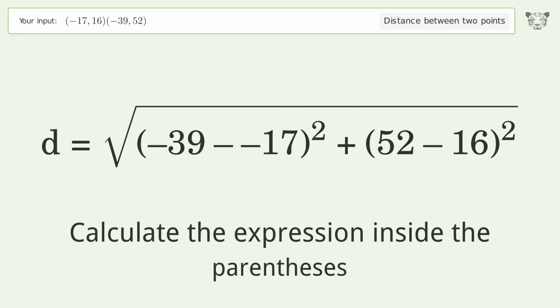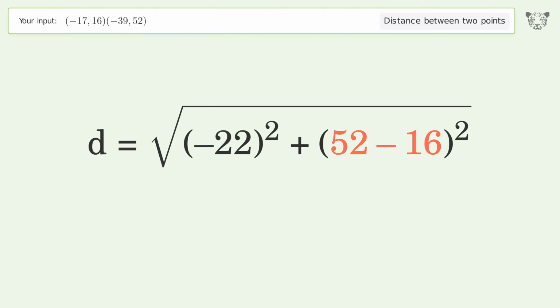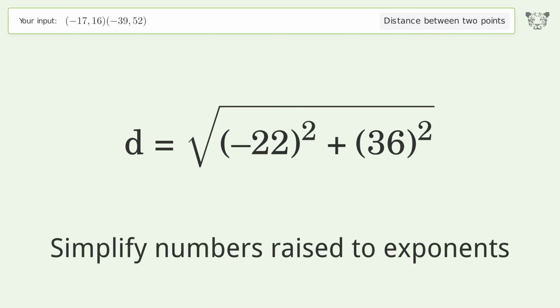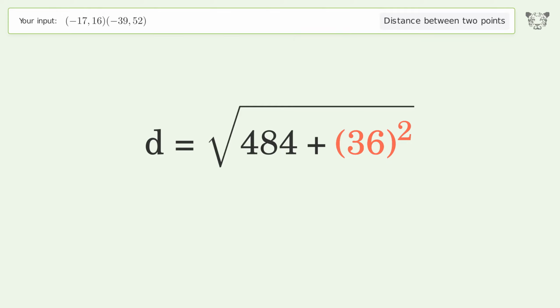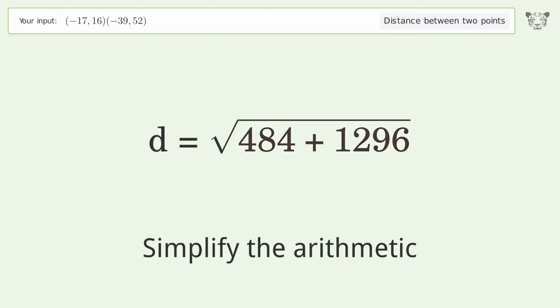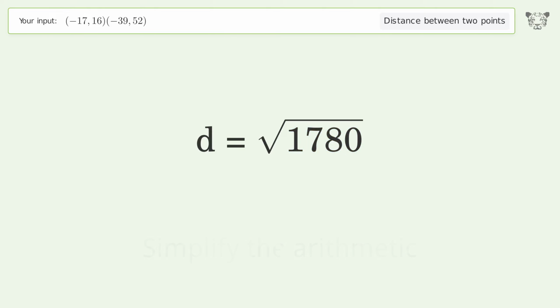Calculate the expression inside the parentheses. Simplify numbers raised to exponents. Simplify the arithmetic. And so the distance between the 2 points is the square root of 1780, or 42.19.